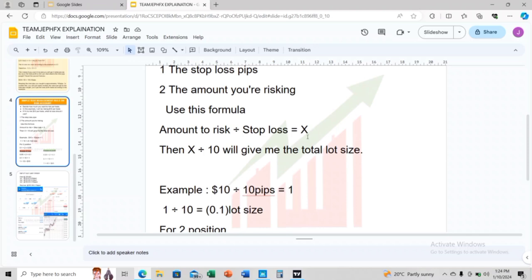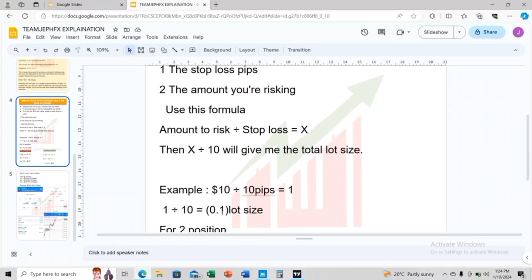Now that 1 is our X according to the way I label it here. That 1 is our X. And I said that X again divided by 10 will give me the total lot size. So 1 divided by 10 equals 0.1 lot size, meaning my X is 1, and that 1 divided by 10 gives me 0.1.